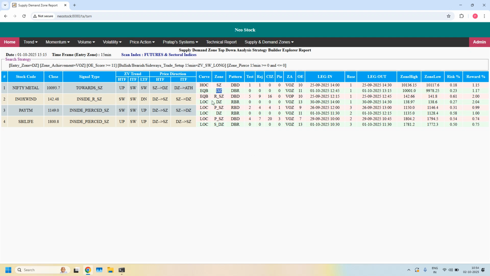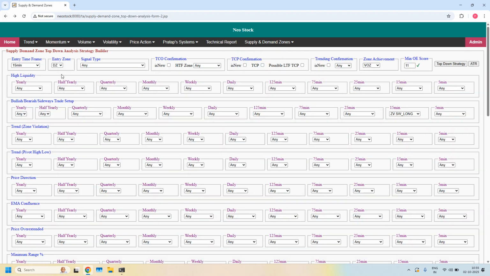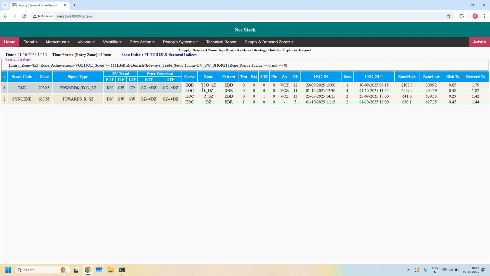Entry time frame zones are 15 minutes demand zones. You can plan trades only if less than 30.3 checklist items are satisfied for sideways trade setup. Next, sideways short trade setup. Changes are 15 minutes supply zone and here sideways short. So we got 2 stocks. Entry time frame zones are 15 minute supply zones. Less than 30.3 checklist items satisfied, you can plan trades. Otherwise, higher chances of zone violation.